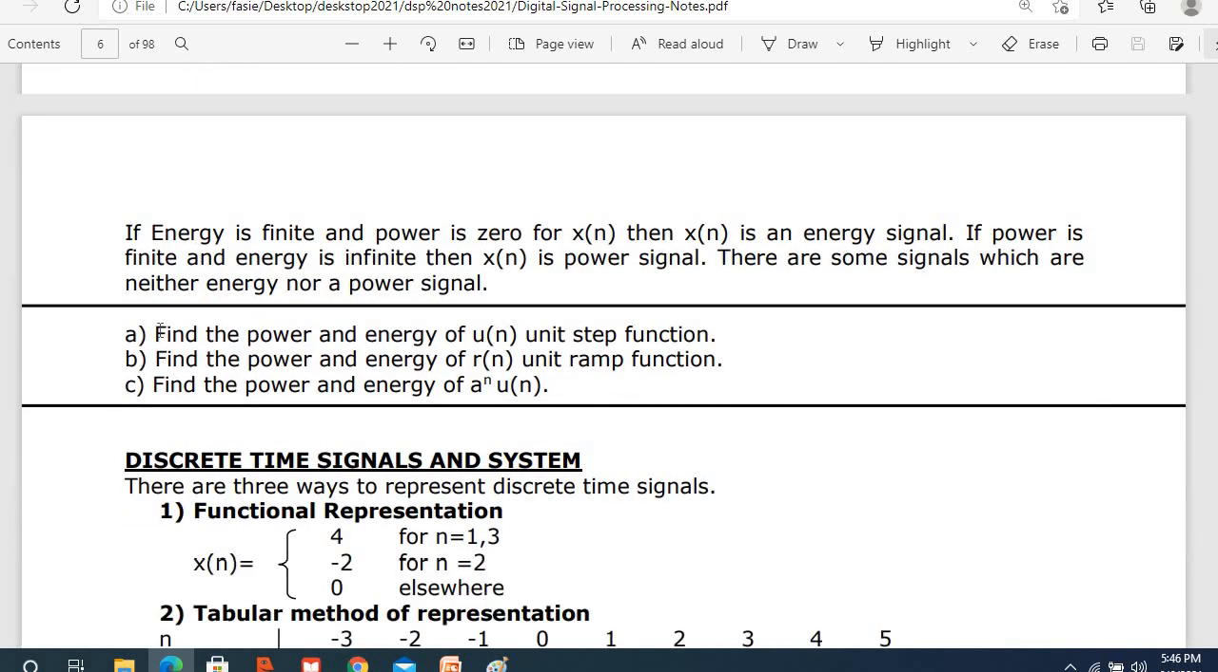What is the part you need to remember? If the energy is finite and the power is 0 for x of n, then x of n is called an energy signal. If the power is finite and the energy is infinite, then the signal is a power signal. This you need to keep in your mind. If I write energy equals finite and power equals 0, then I can say it belongs to the energy signal.